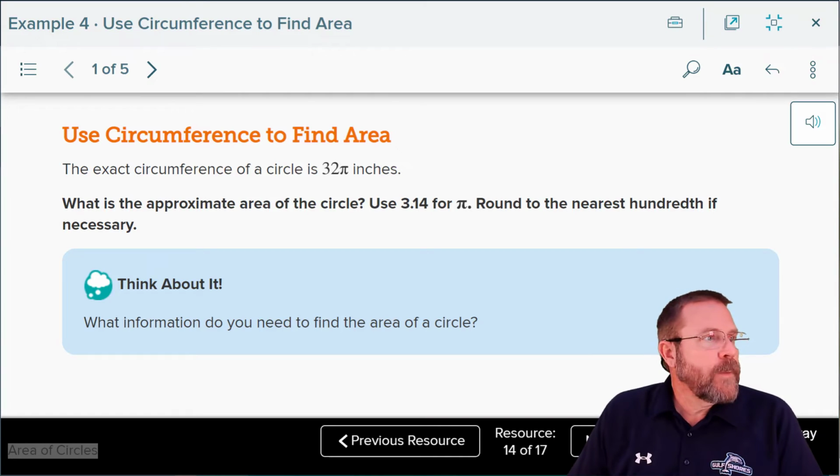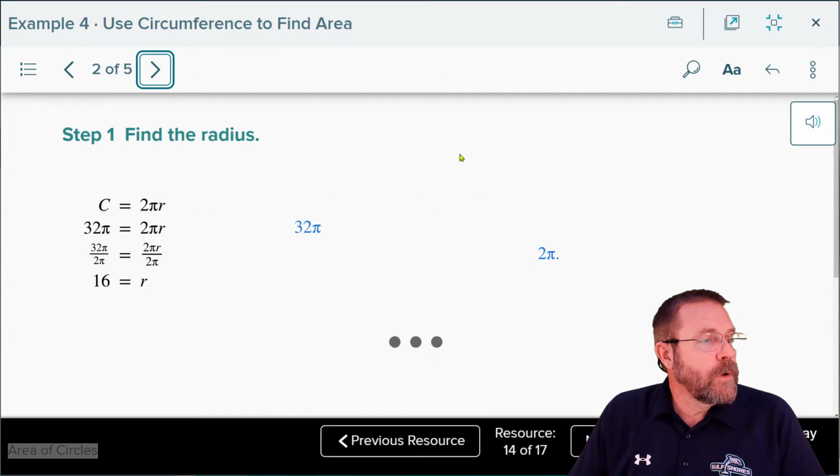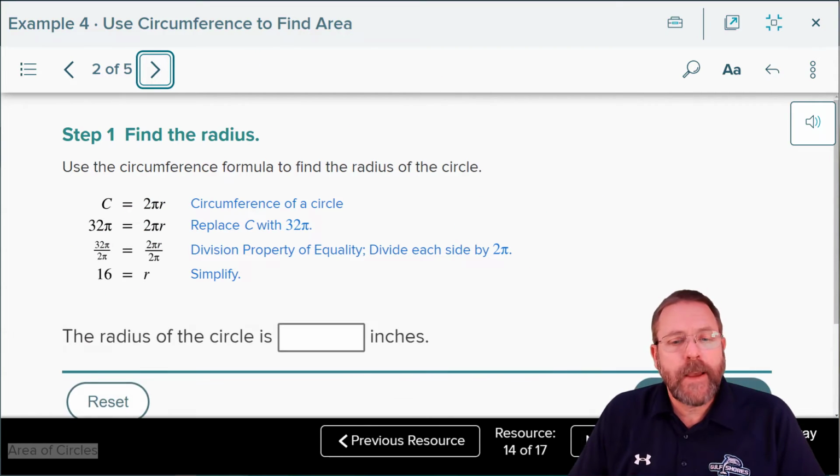Now, the first example they give us for this type of problem, example 4, looks really hard, but it actually is set up to make your math very easy. They tell us that the exact circumference of a circle is 32 pi, meaning 32 times 3.14. But we are not going to write 3.14 at all in the first half of this problem. It says, what is the approximate area of the circle? Use 3.14 for pi and round to the nearest hundredths if necessary. Now, they did give us some supporting work, but look at everything they're throwing at you at one time. I'm not going to do that.